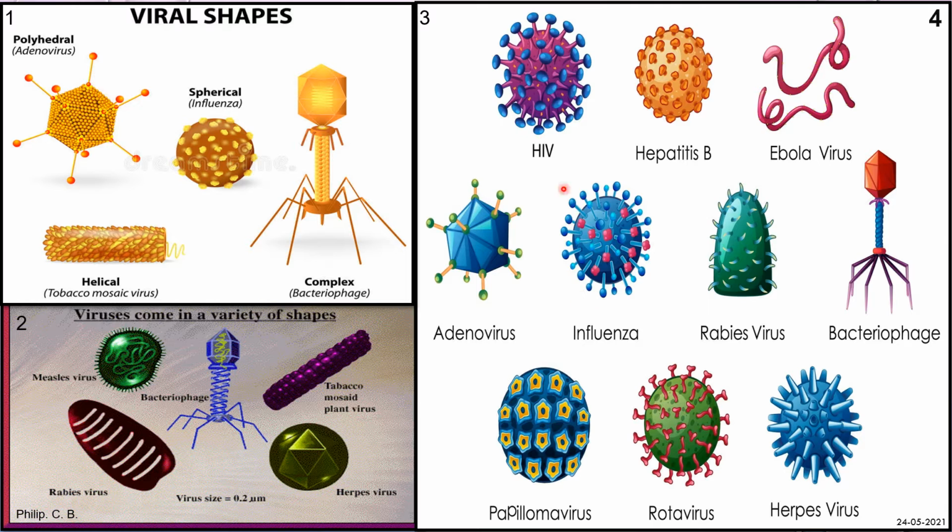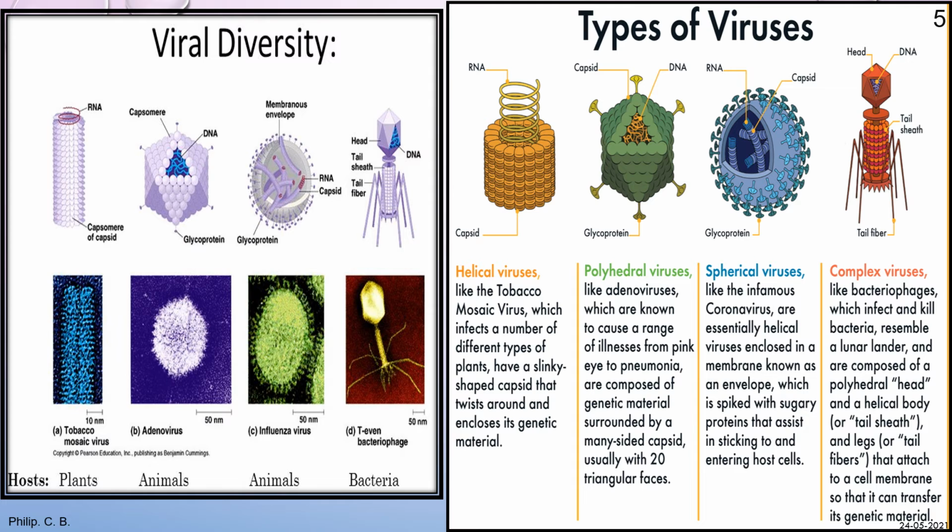Here again are different images like HIV and hepatitis B, which show the spherical structure. Ebola virus is actually worm-like, appearing like a worm. Adenovirus is polyhedral. Influenza virus is again spherical. Rabies virus, as I mentioned, can be helical or moreover elliptical or oval in shape. Bacteriophage has the complex structure. Papilloma virus, rotavirus and herpes virus are all moreover spherical in shape.